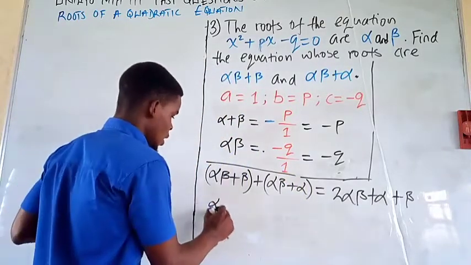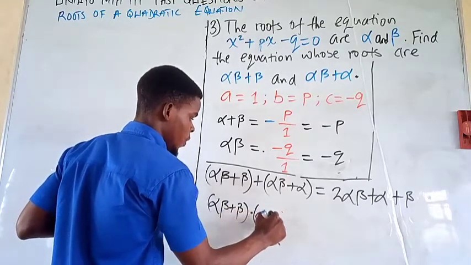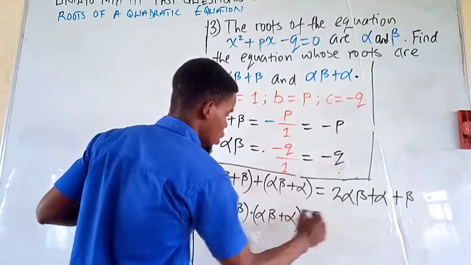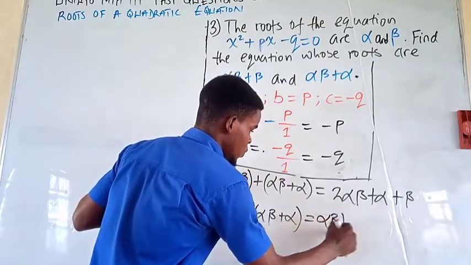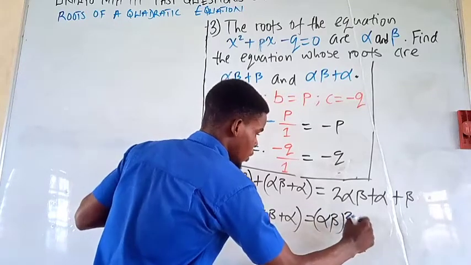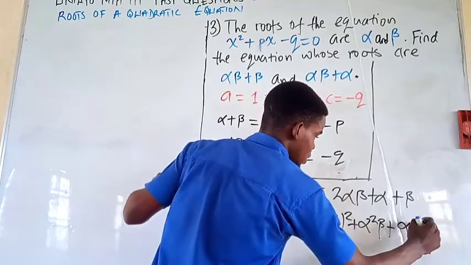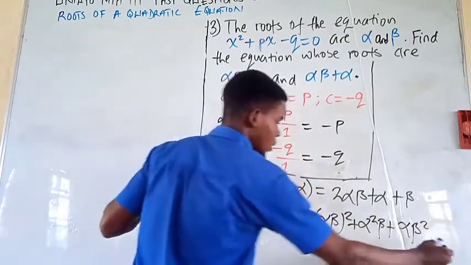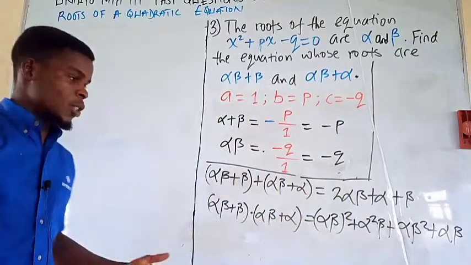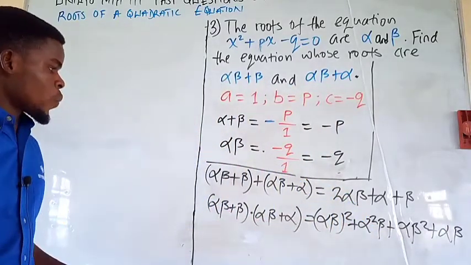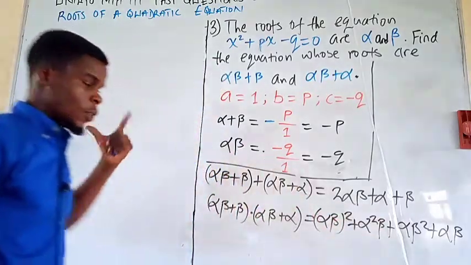And again, the product, alpha beta plus beta times alpha beta plus alpha. So by multiplying these two together, we're going to have alpha beta square, right, plus alpha square beta plus alpha beta square, then plus alpha times beta. So just try to expand them, and that is what you will get. Okay. From here, let's just put it over this side.